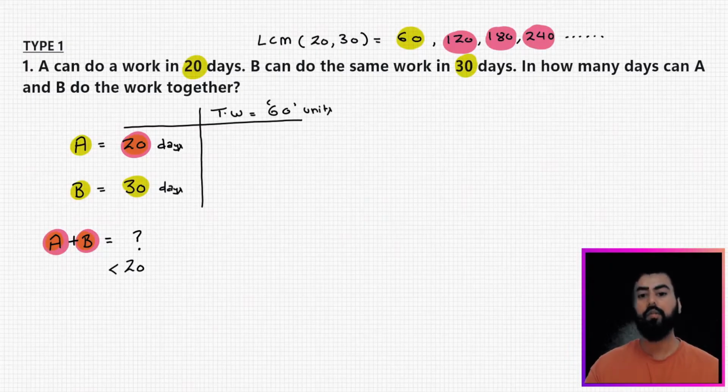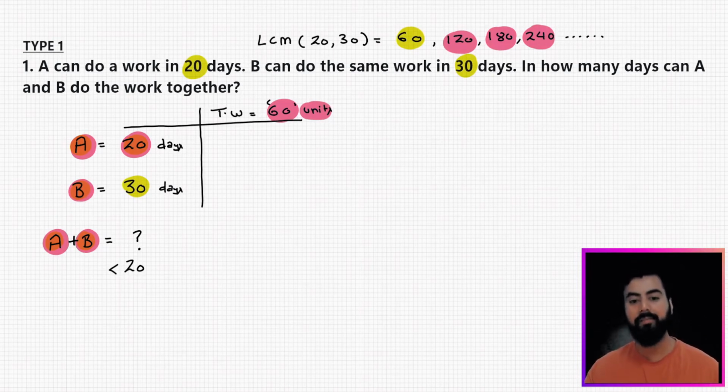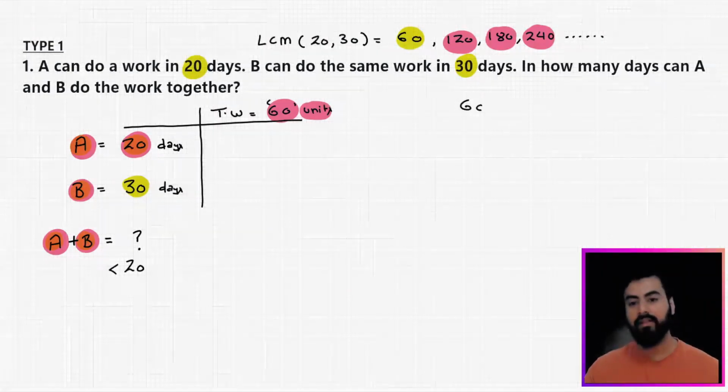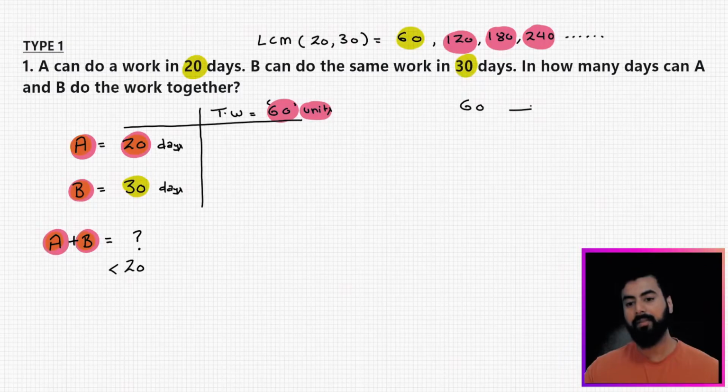So what we are saying now, 60 units of work is completed by A in 20 days, while the same work is completed by B in 30 days. Now, my next step should be to find out the efficiency. Efficiency means per day work of A and B. So to find out the work done by A in one day, what I'm going to do, see, 60 units of work is completed by A in how many days?